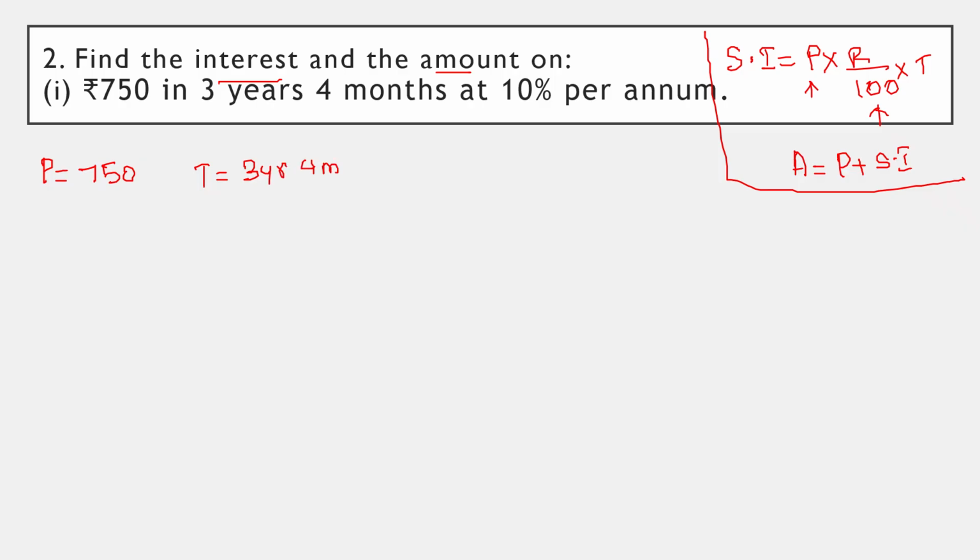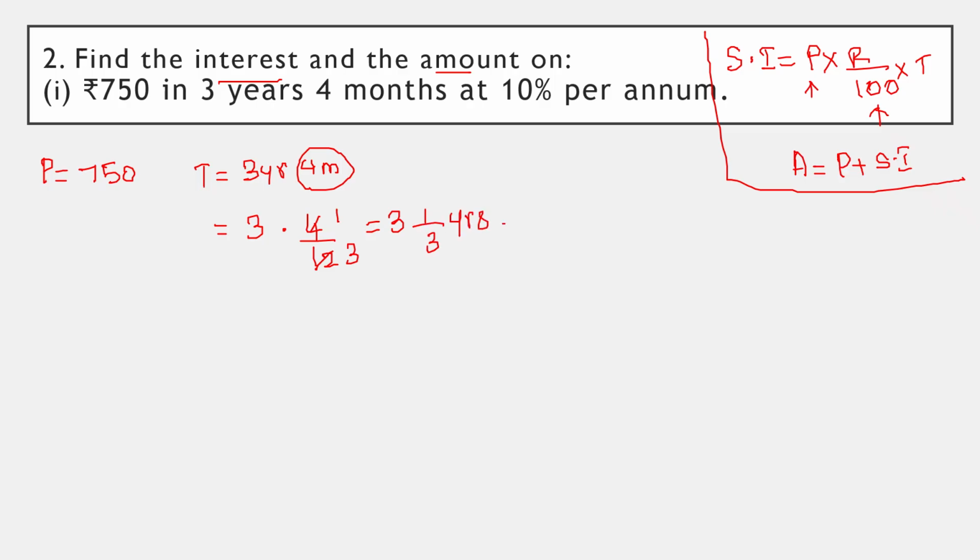But it was not actually specified in years, right? So we need to convert that to years. 3 years is fine, but 4 months we still need to convert. Always make sure your time period is in years. So we write 3 years as it is, and 4 months as 4 by 12, because 1 month is 1 by 12 year, so 4 months is 4 by 12 year. Here 4 and 12 have a common factor 3, so I am cancelling this. So it's going to be 3 1 by 3 years, right?